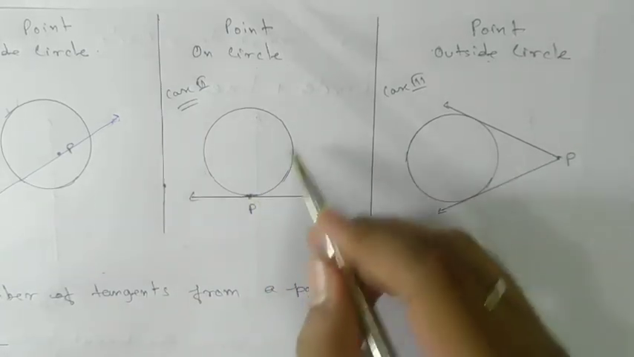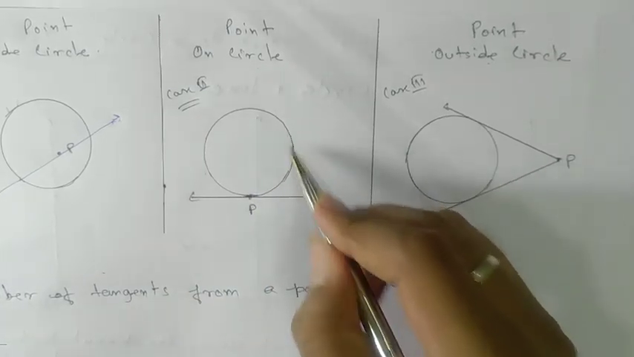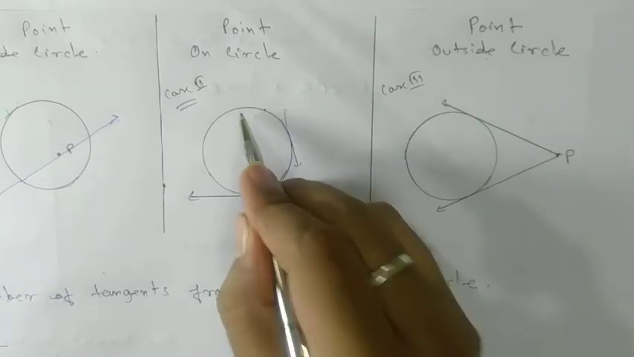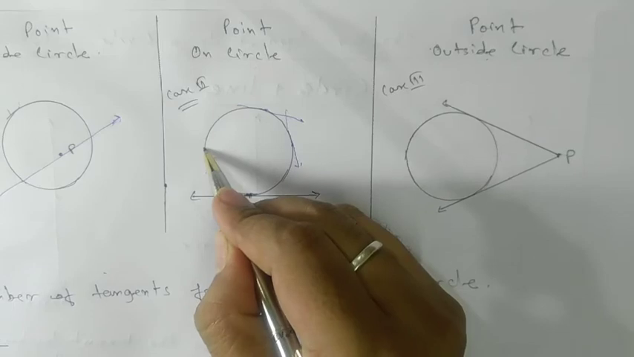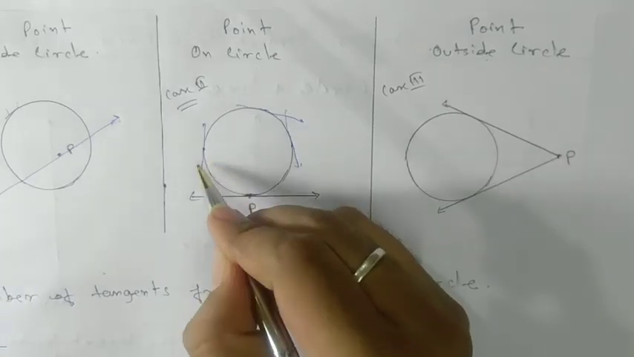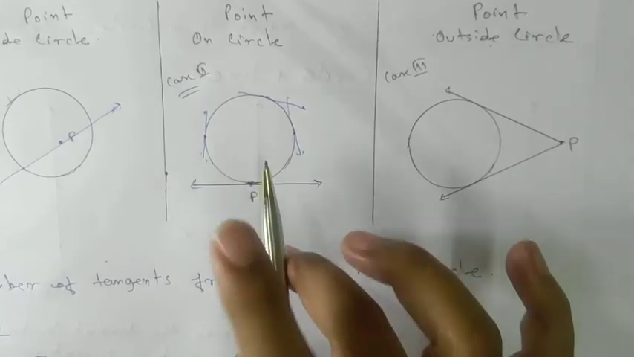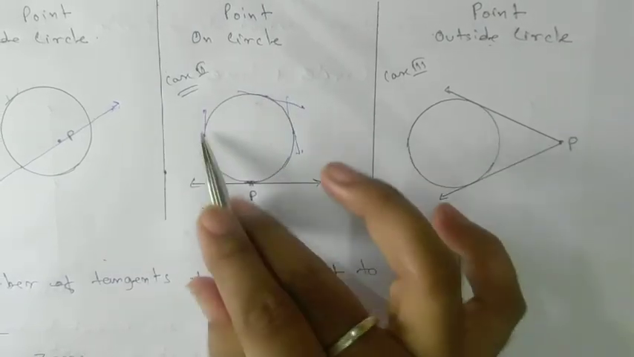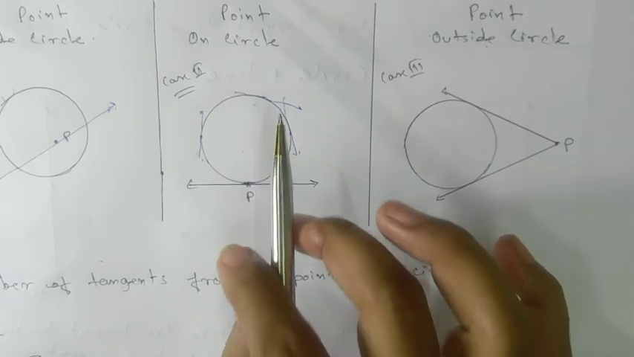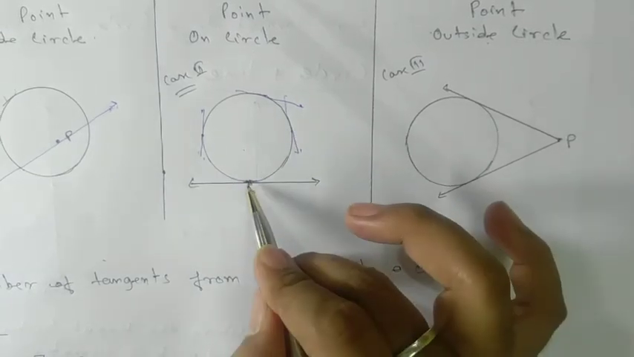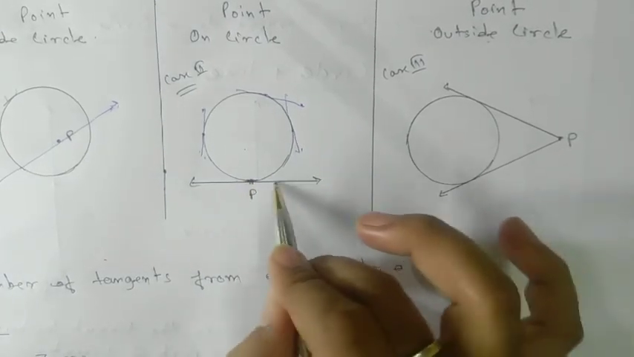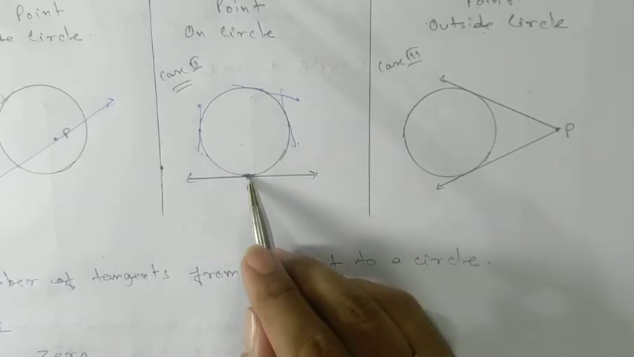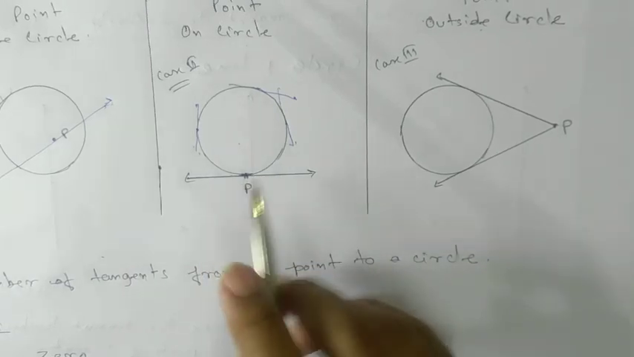If we take a point anywhere on the circle, here you will get 1 tangent. If we take here, only 1 tangent. Here also 1 tangent. On the circle there are infinite tangents, but through a point only 1 tangent can be drawn. So the number of tangents here is 1.